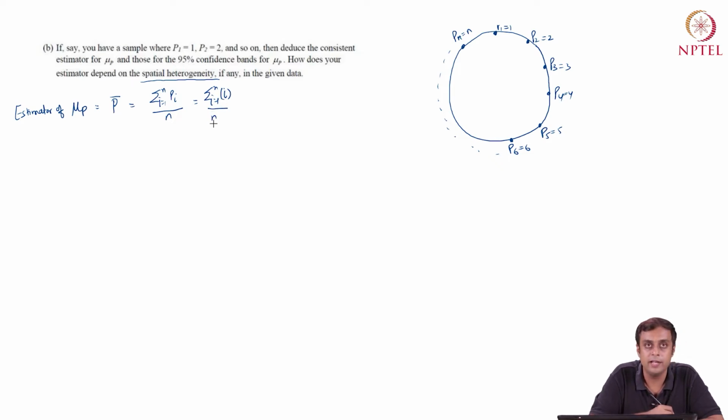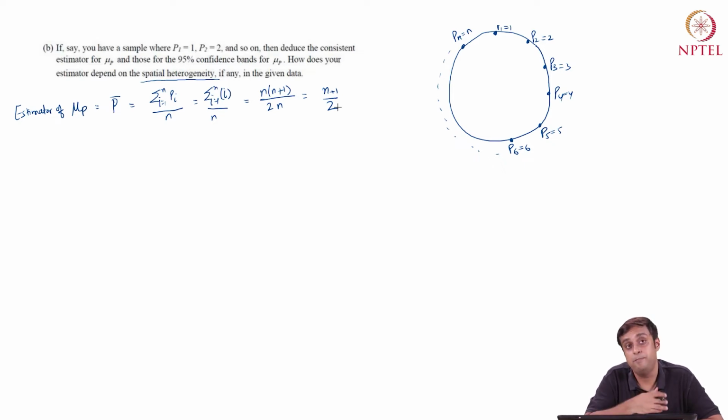Interestingly, in the numerator I have the sum of n natural numbers going from 1, 2, 3, 4 till n, right? And you must be aware from high school that this value is n times n plus 1 over 2, and there is an n sitting in the denominator, so I basically have n plus 1 over 2. This n plus 1 over 2 is the sample mean and my best guess for what the population mean would be.